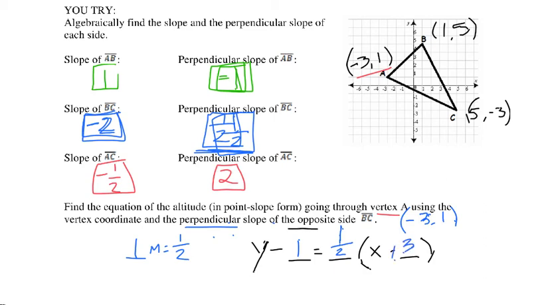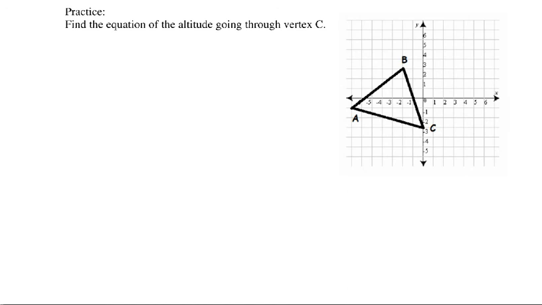So with this one for the vertex going through C, we need to write the equation of the altitude. So remember, altitude goes through the opposite side, so the opposite side of point C is side AB, and we need to find the slope of that side so that we can find out the perpendicular slope. So go ahead, push pause, work out your answer for the slope, and then when you're ready to check your answer for the slope of side AB, you can push play.